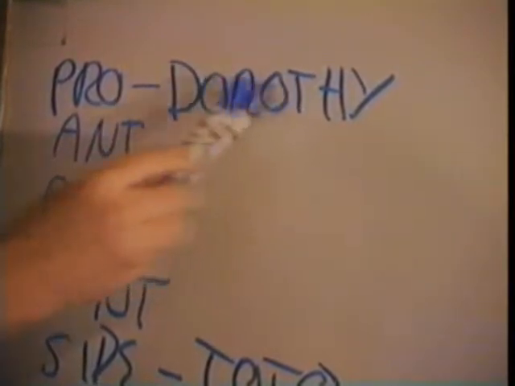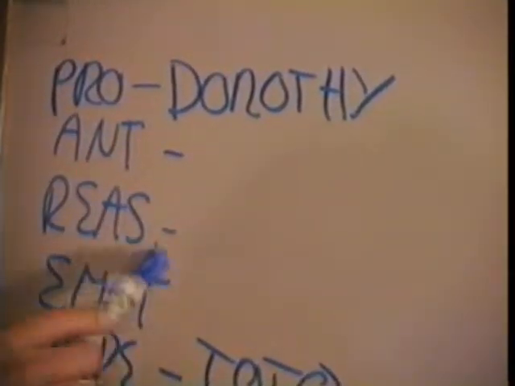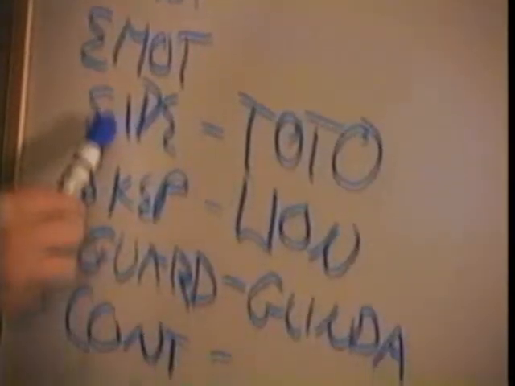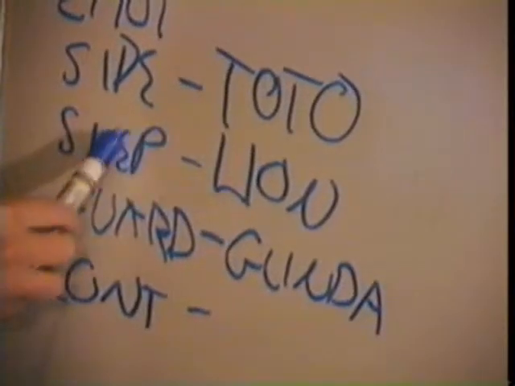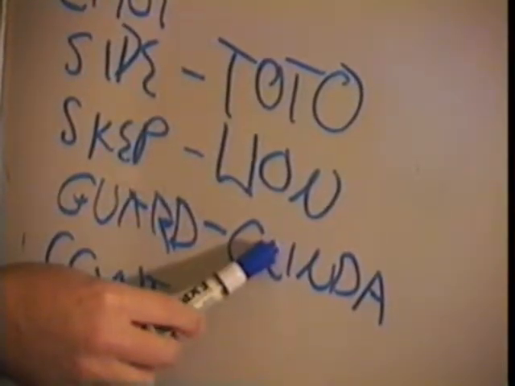Protagonist, Dorothy. Antagonist, we don't know yet. Reason, we don't know yet. And emotion, we don't know yet. Now we'll go down to the bottom 4. We know who the sidekick is, Toto. Skeptic is the lion. Guardian is Glinda. Who do we have left?